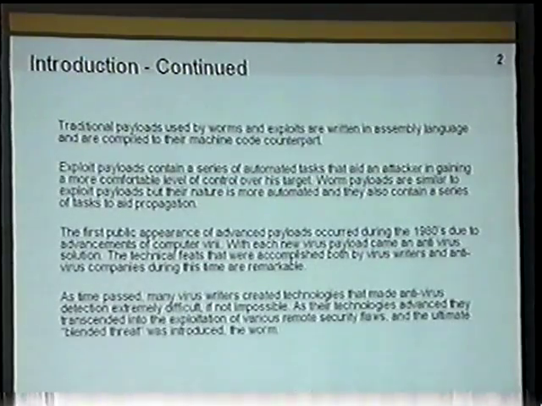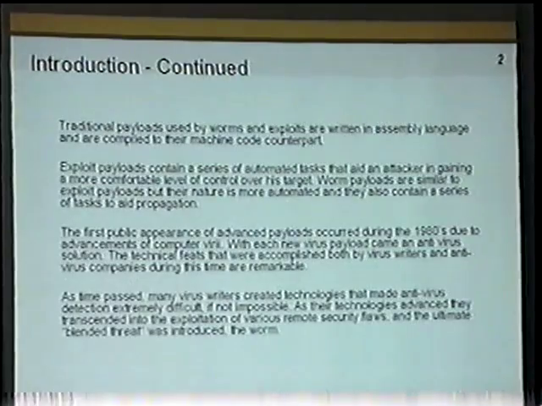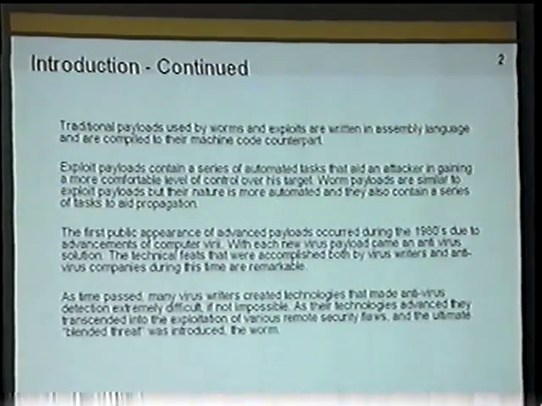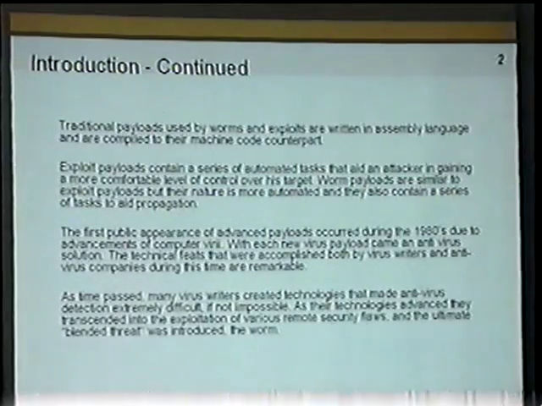Worm payloads are similar to exploit payloads, but their nature is more automated. They also contain a series of tasks to aid in propagation. Code Red, Sapphire: this is more or less the algorithm, the pseudo-random IP generation. This is the part of the payload that creates a list of IP addresses or targets and propagates itself. That's the main difference between an exploit and a worm.